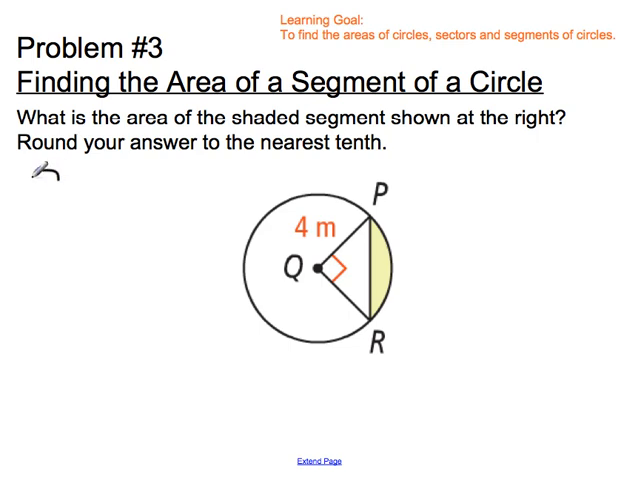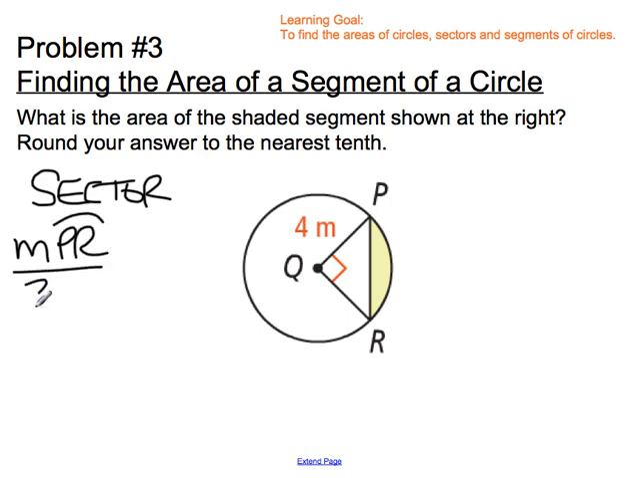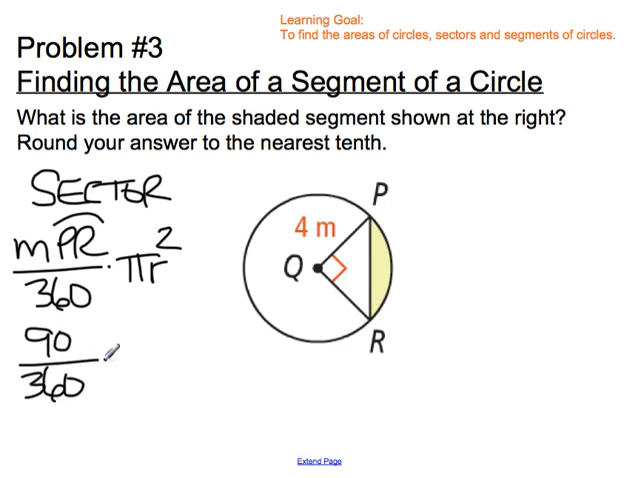So again, I'm going to start this question by finding the area of the sector as a whole. So that's the measure of arc PR divided by 360, and I'm going to multiply that by the area of the circle, which is pi r squared. So I'm going to plug the numbers in here. So I have 90 over 360 times pi times the radius, which is 4 squared.